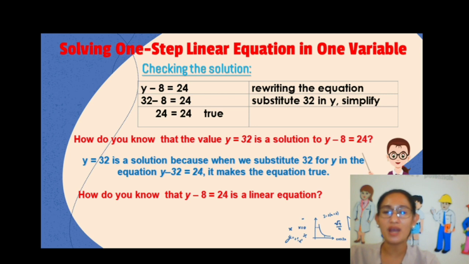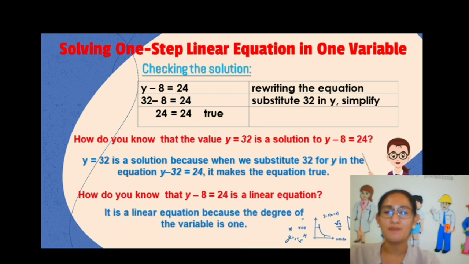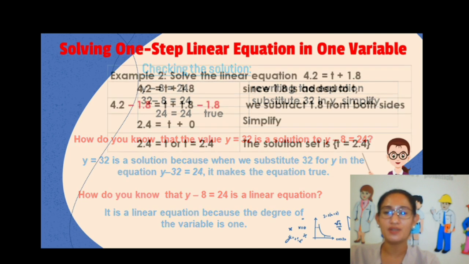How do you know that y minus 8 equals 24 is a linear equation? It is a linear equation because the degree of the variable is 1.